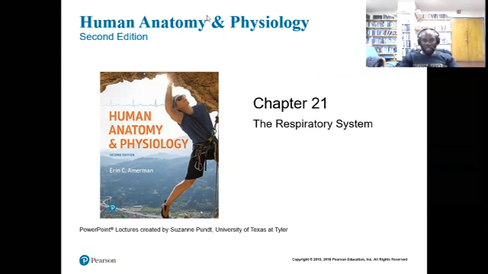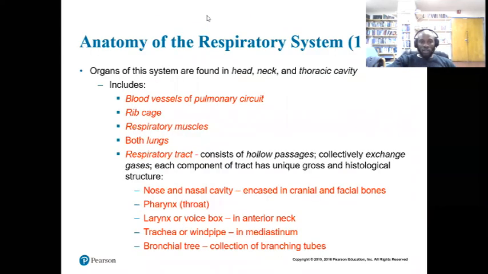We want that air that we breathe in to be cleaned, as we will see in this chapter. We'll see that that air is warmed and moistened as well as it goes from our nose and our mouth into our lungs, and we will see this close connection with the cardiovascular system as well as with some other body systems that you may not readily be aware of. All right, so let's start with an overview.